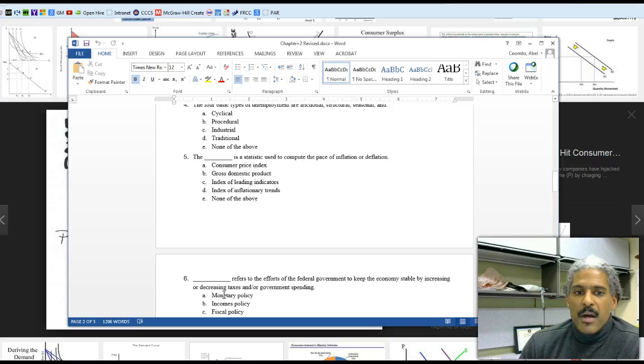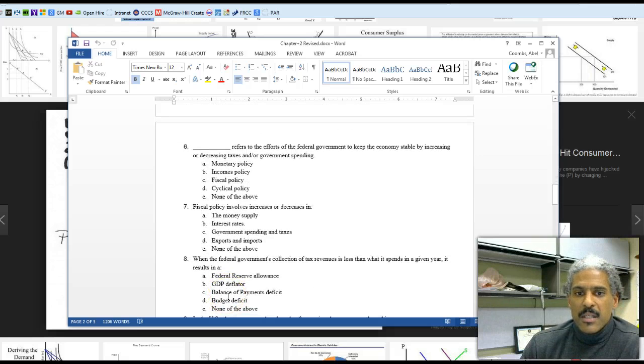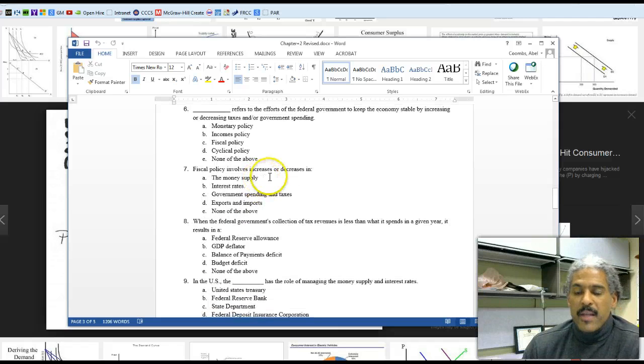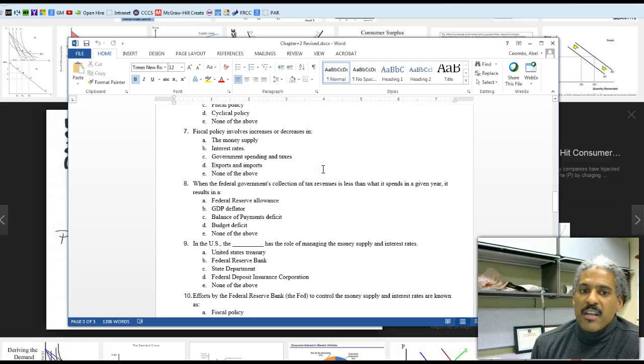Number 5, A, the consumer price index is a statistic used to compute the pace of inflation or deflation. 6, blank refers to the efforts of the federal government to keep the economy stable by increasing or decreasing taxes and government spending. Answer C, fiscal policy. That's where the government spends and taxes. Fiscal policy involves the increases or decreases in C, government spending and taxes.